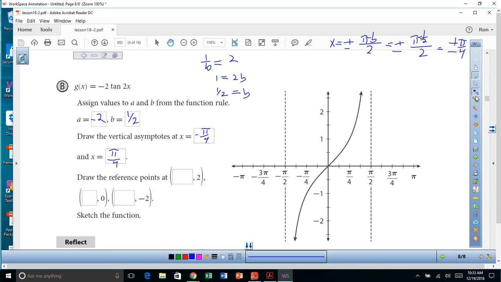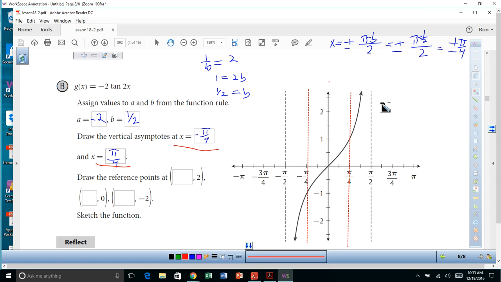Okay, so let's draw those real quick. And let's see, about right there. Not too shabby. And then another one, a little bit too far. Still a little bit too far. Okay, let me clean that up a little bit. So there's our vertical asymptotes, here and here.